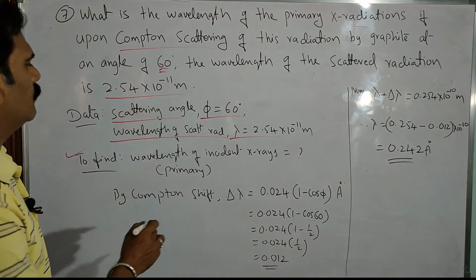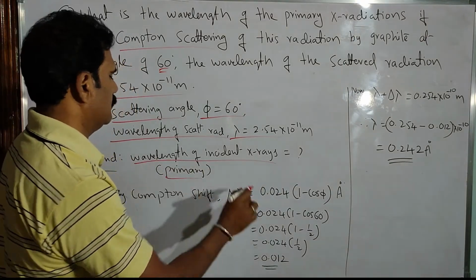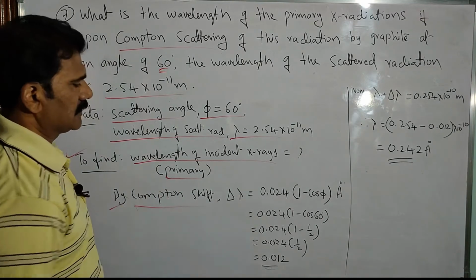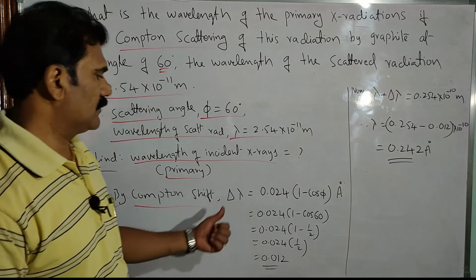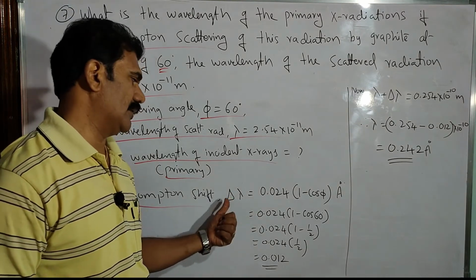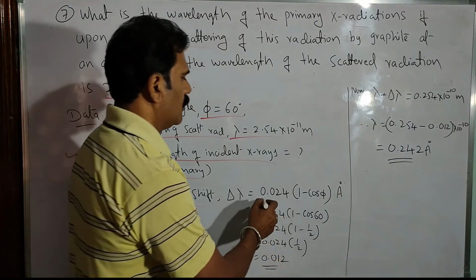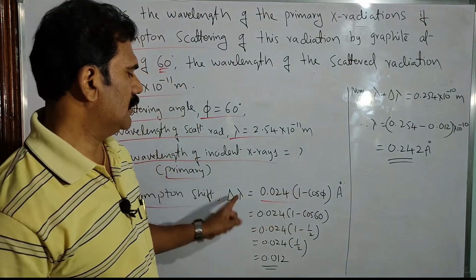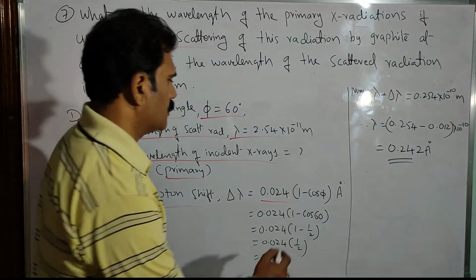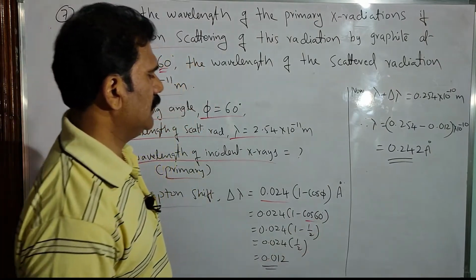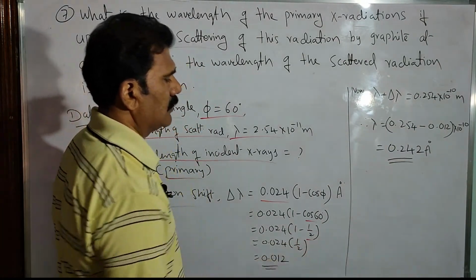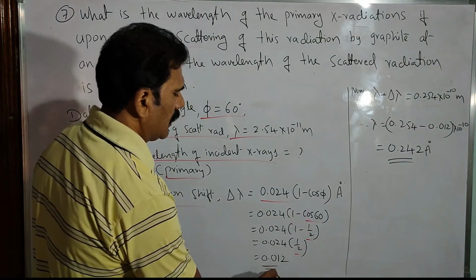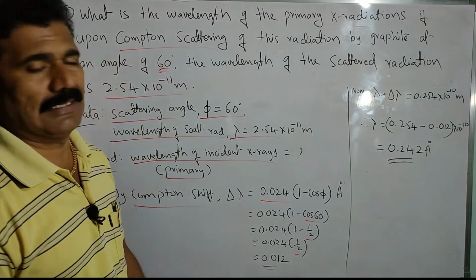Now to find the wavelength of incident X-rays, call it the primary X-rays also, consider the equation for Compton shift. You know that the difference in wavelength, delta lambda, the Compton shift, is equal to 0.024 into 1 minus cos phi, in angstrom units. Substitute the value of phi as 60 degree, cos 60 degree is equal to 1 by 2. So 1 minus 1 by 2 is equal to 1 by 2, and you will get the value 0.012 as delta lambda.